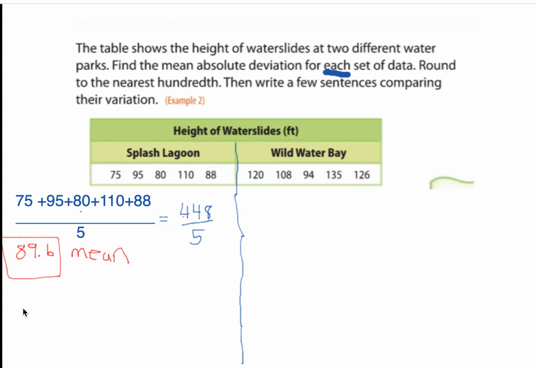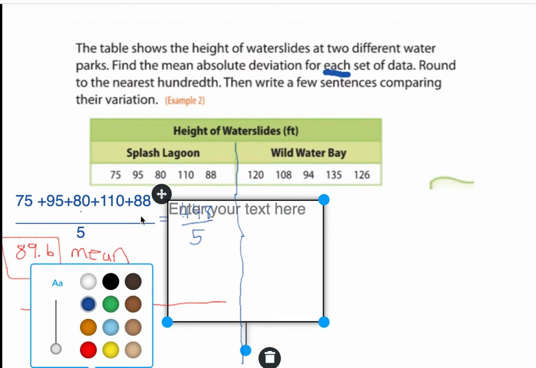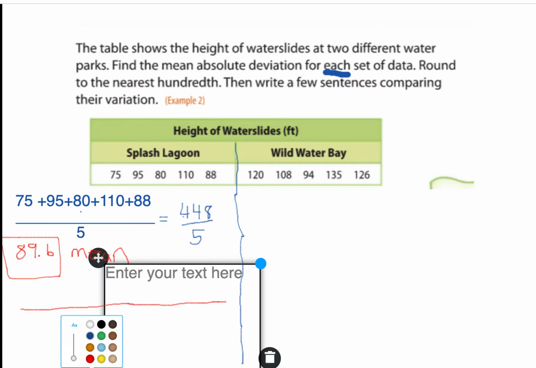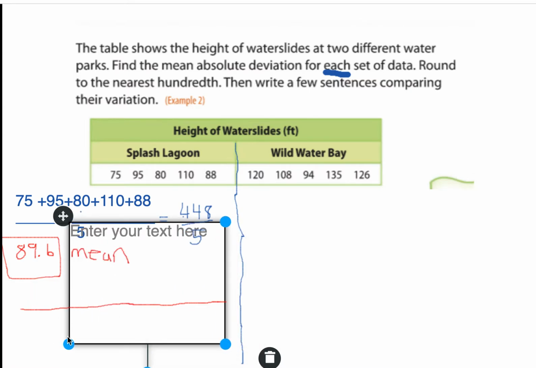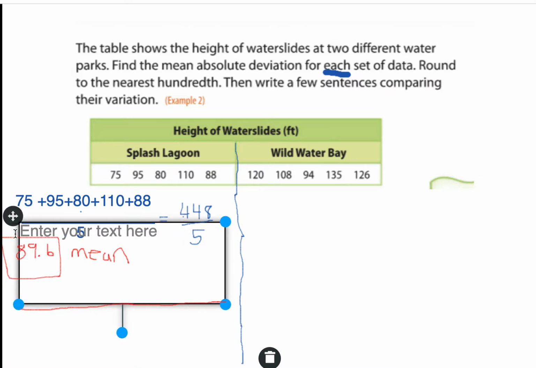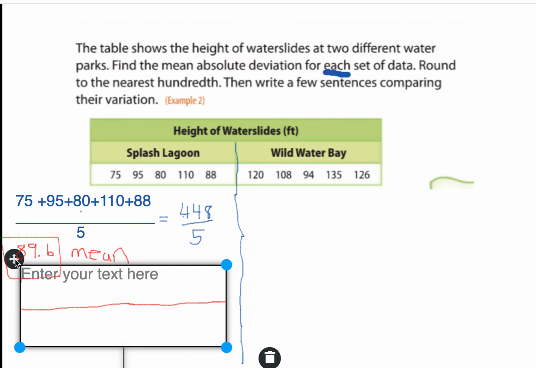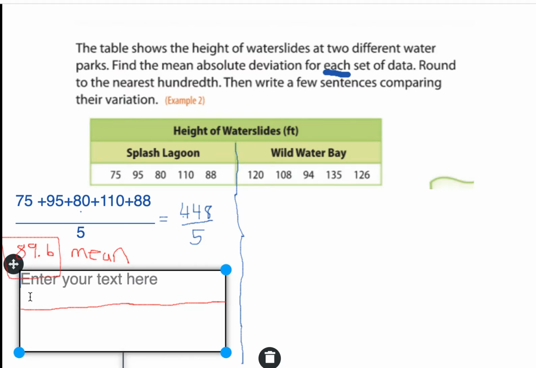So now go ahead, we're going to be subtracting, put a little line over here. 75 minus 89.6. Go ahead, punch that in. I'm going to bring my little text box down over here. I need text. I'll put this right above my little number line here. We'll bring it down. And you should have subtracted the first one.